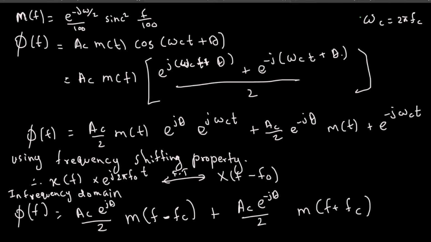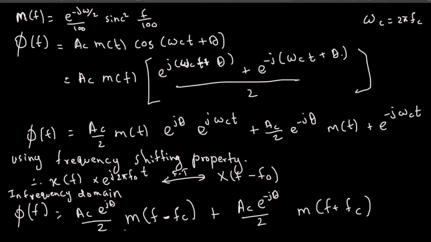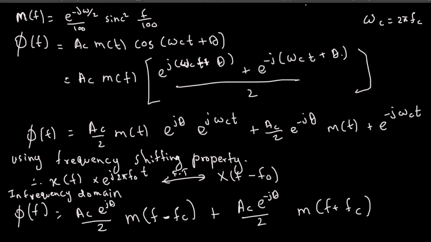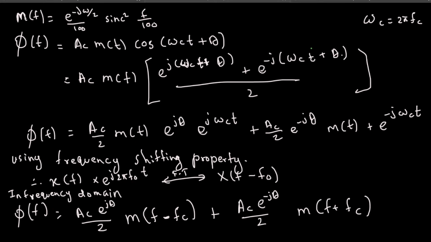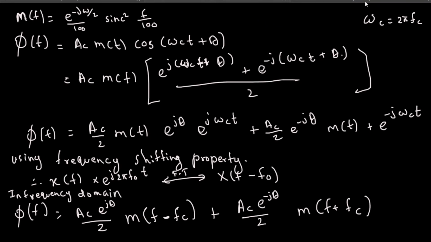Let's rewrite this one. A C e power j theta, phi of f is A C e power j theta divided by 2, and then after that the m function, that in our case is e power minus j omega by 2, e power minus j omega by 2, divided by 100, and then sin square, instead of f we put f minus fc, and then divided by 100.